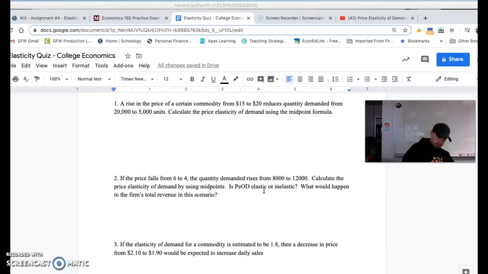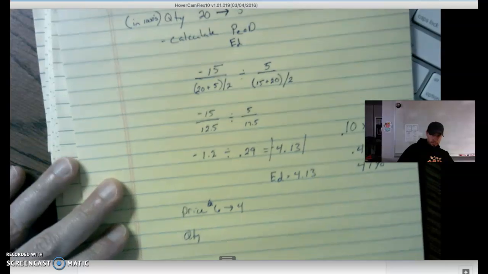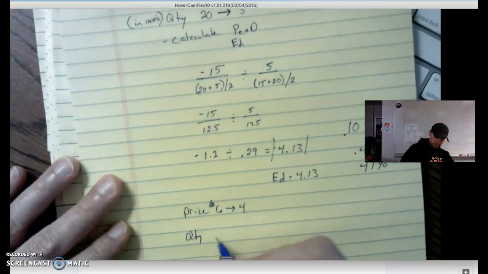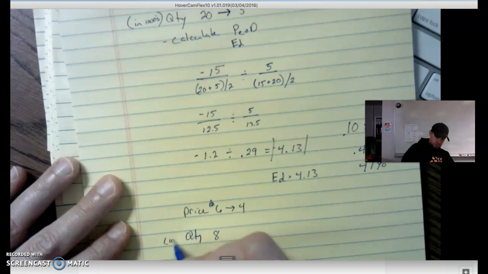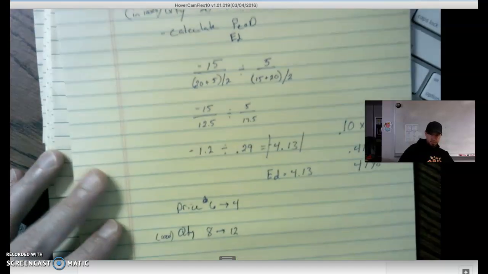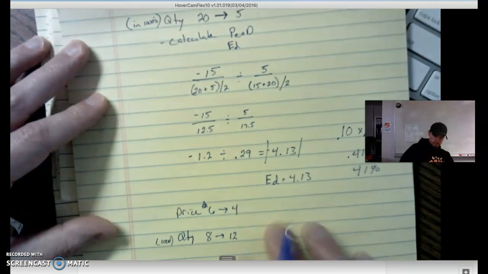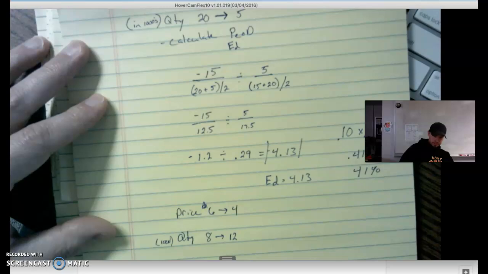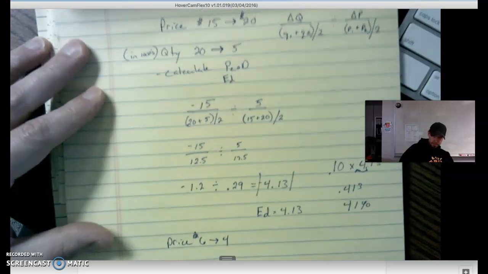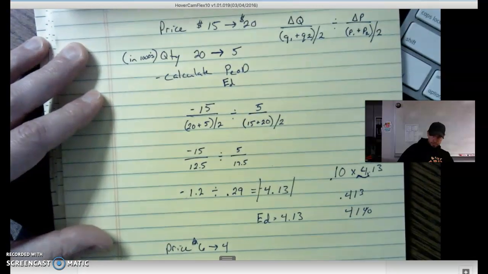Price, we're going from 6 down to 4. In quantity, I'm going to go in terms of thousands again, so I can simplify, 8 up to 12. So we're going to plug these values into our formula. Our change in quantity, we got that up here. Remember our formula up here. Scroll out here.